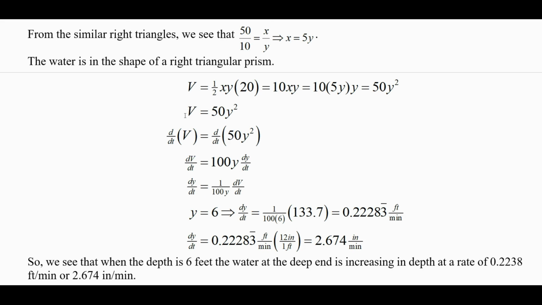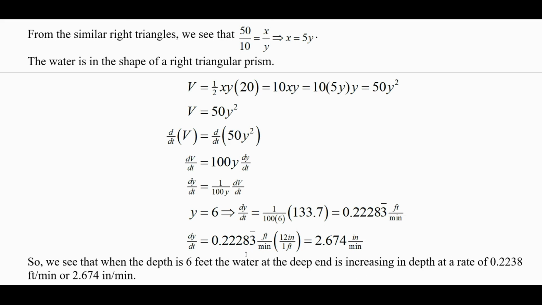Now take the derivative of both sides with respect to t. We get dV/dt is 100y dy/dt. Solving for dy/dt, you get dy/dt is 1 over 100y times dV/dt. When y is 6, you plug that in. Y is 6 here, and dV/dt is 133.7 with the correct units. Now do this on your calculator, you get 0.22283 with the 3 repeating feet per minute.